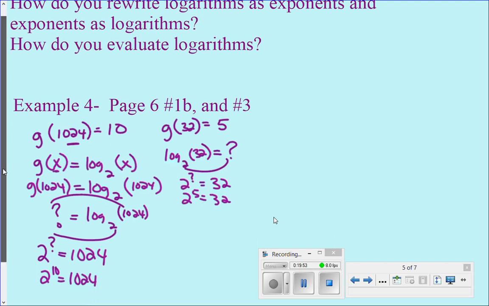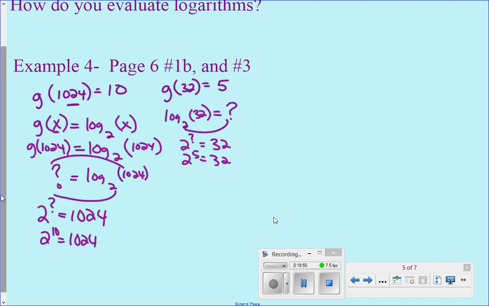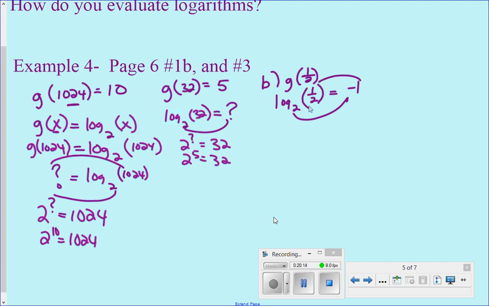Okay, so now that you've tried those, let me just go over the answers. So B says G of 1/2. Well, that means the log base 2 of 1/2. Well, we know that 2 to the negative 1 power is 1/2. So log base 2 of 1/2 equals -1.